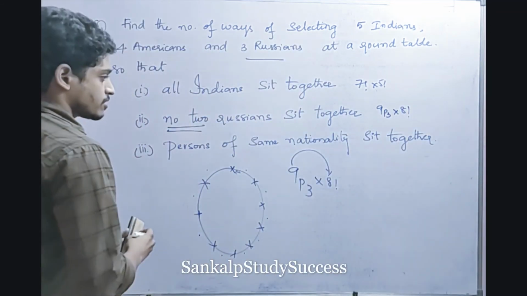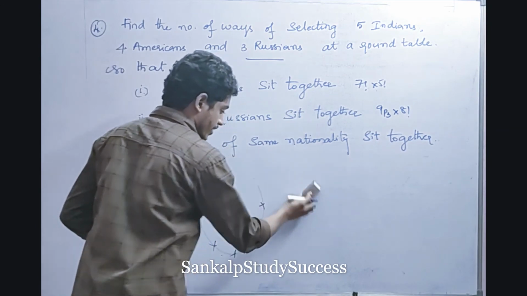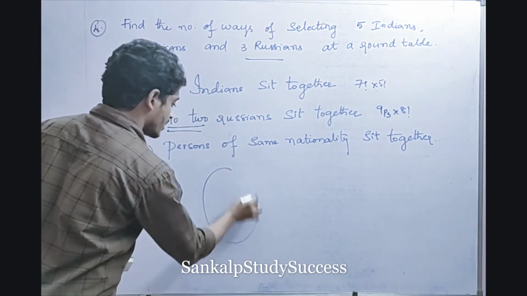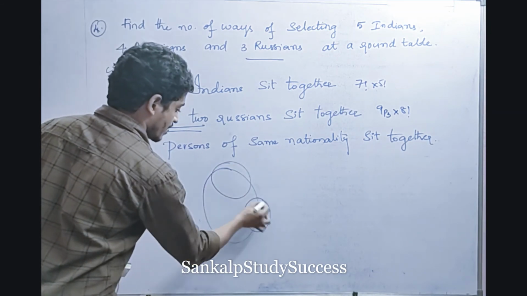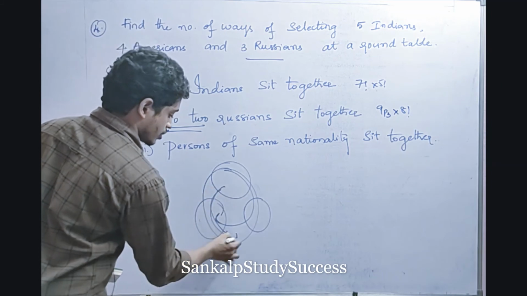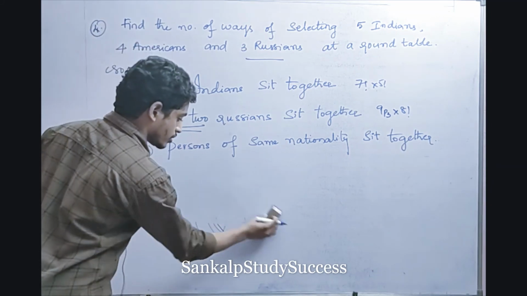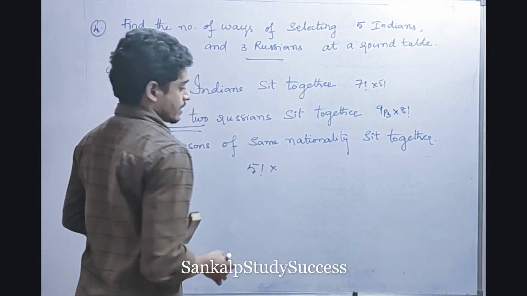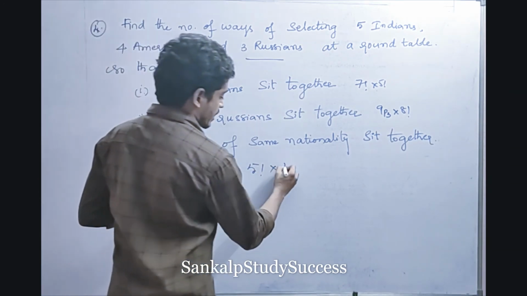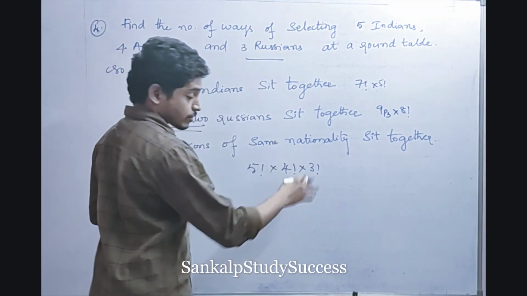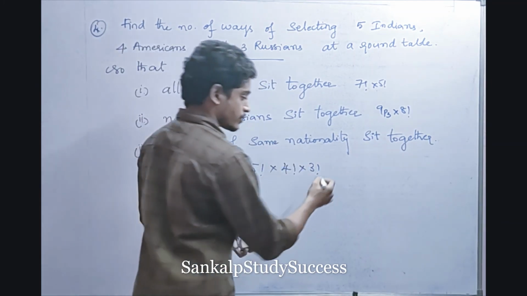Next one, persons of same nationality sit together. Very good question. See friends, persons of same nationality should sit together in the sense what? Here Indians, Americans, Russians, either in clockwise direction or in anti-clockwise direction, right? So there are two directions we can say. So Indians can sit in 5 factorial ways, right? Next, Americans can sit in 4 factorial ways, and Russians can sit in 3 factorial ways. This is clockwise and anti-clockwise, two directions, so into 2.